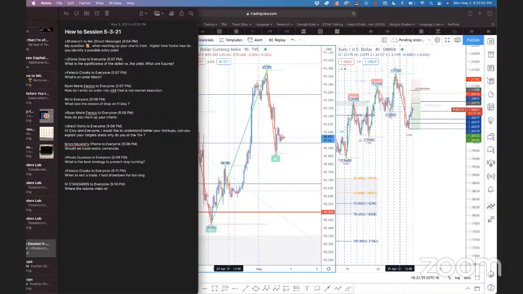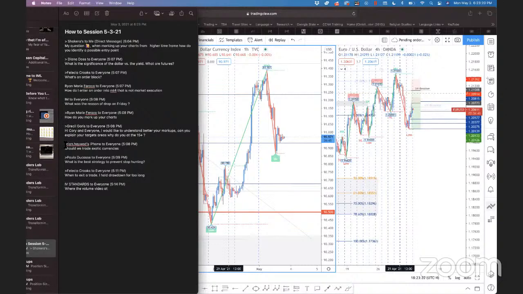Futures are just another asset to trade. I don't trade futures, so I don't want to give out any wrong information about futures, but it's just another asset to trade. It takes a little more money to trade it, but it's just basically another asset.